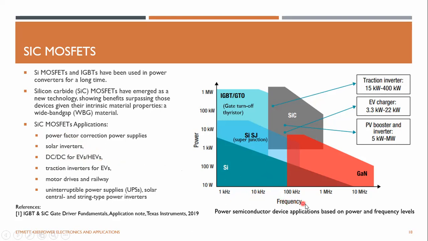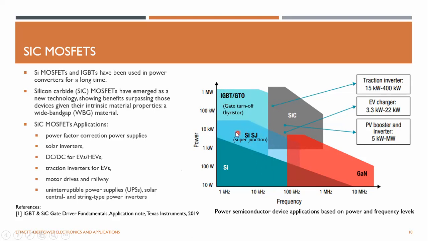Now, this graph shows the switching frequency. You can see that silicon MOSFETs can go up to around 300 kilohertz of switching frequency, and due to their power capability, they can handle power ratings of maybe 30 kilowatts, right? For the IGBTs, the power rating is much higher compared to silicon MOSFETs, but their switching frequency is lower than silicon MOSFETs.